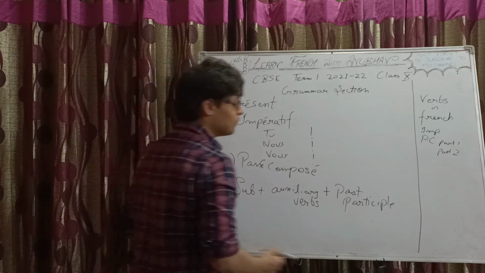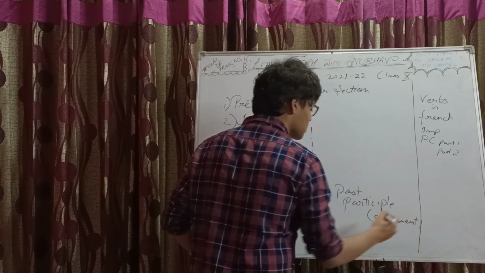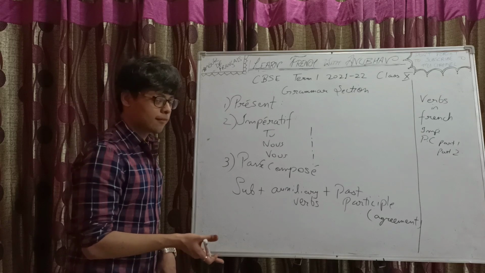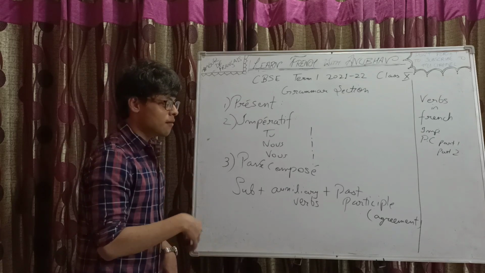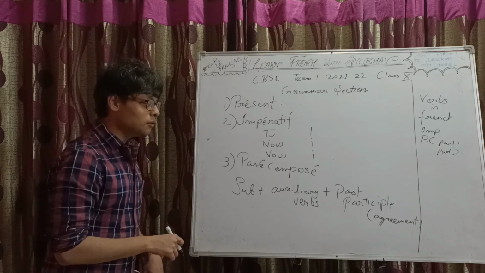So, past participle followed by an agreement if applicable. What is this agreement? When the subject is plural, then add an S. When feminine plural, add ES. When feminine, then add an E. That is known as agreement.